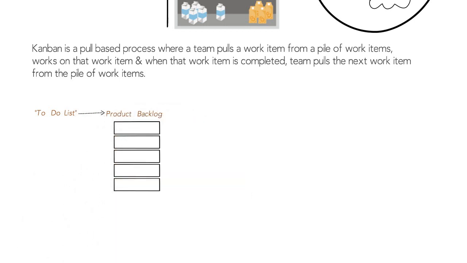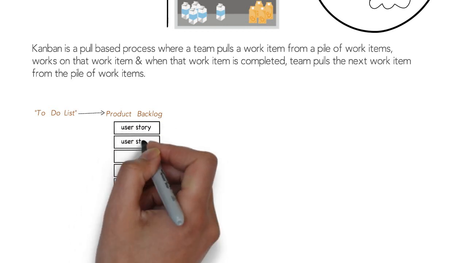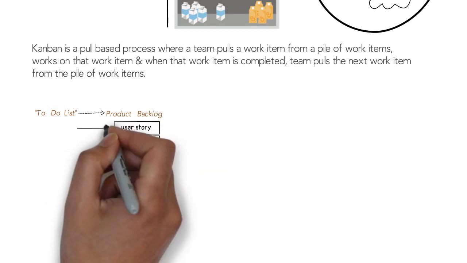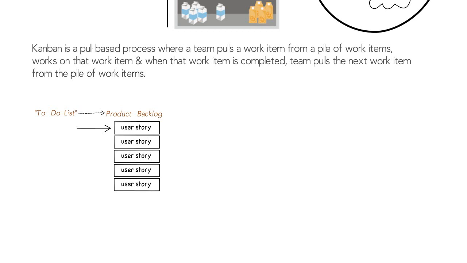In other words, when a software development team uses Kanban, it pulls user stories from a product backlog, works on the user stories until they're completed, and then pulls the next set of user stories from the backlog, and so on and so forth. The team may pull one user story at a time, or they may pull more than one user story at a time to work on. That depends on the team's experience, capacity, and the type of application being built.